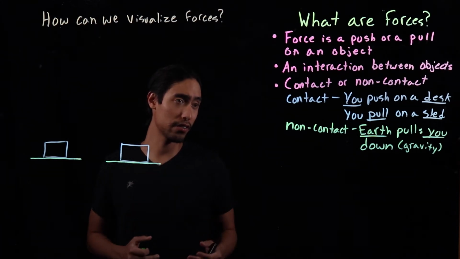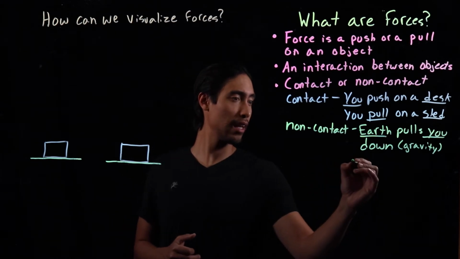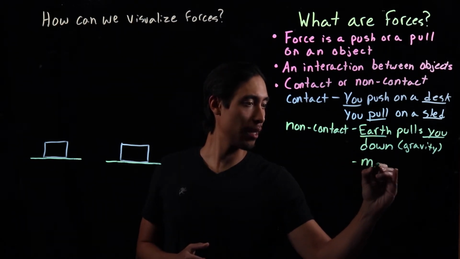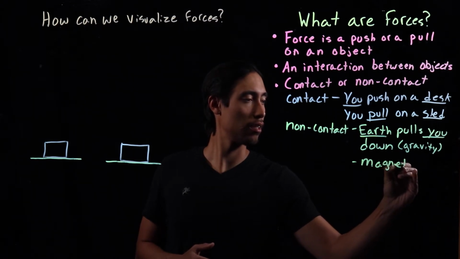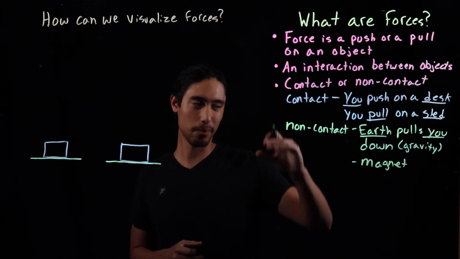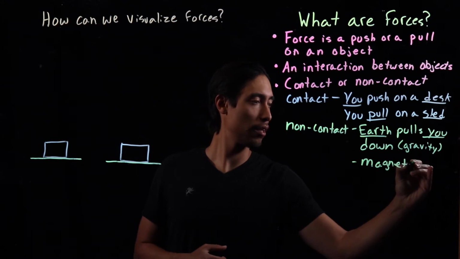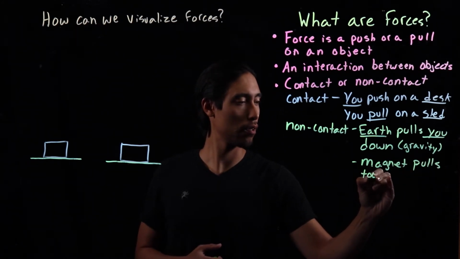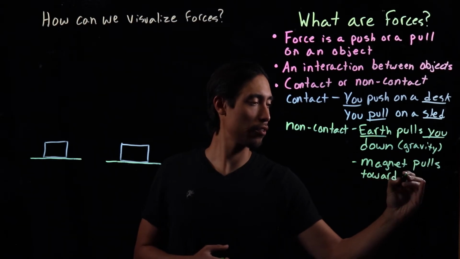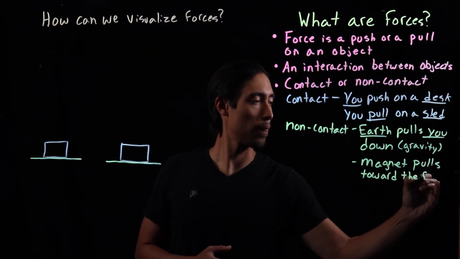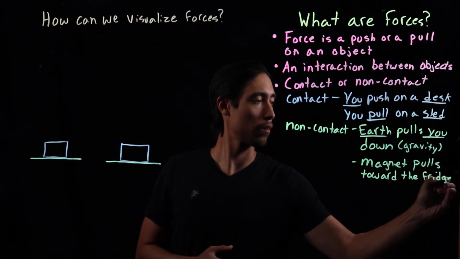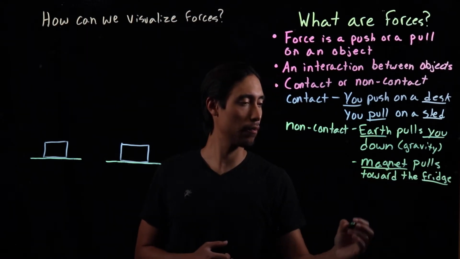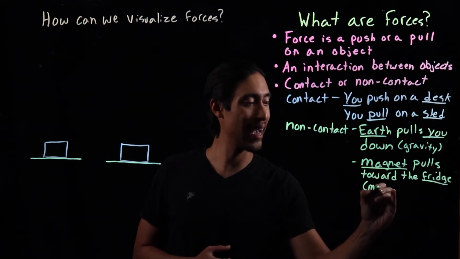So another example here would be, let's say a magnet. Let's say you're holding it and you're bringing it towards the fridge. So the magnet pulls toward your refrigerator. And the objects here would be the magnet pulling towards the fridge, and this is called the magnetic force.